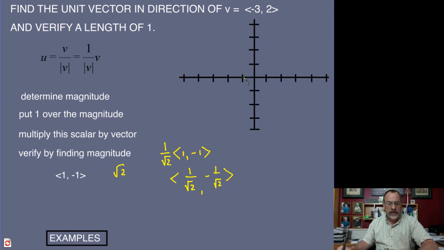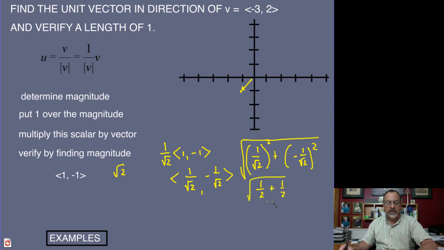So any vector that goes through this point 1, negative 1 is simply a multiple of this. Now I want to confirm that this actually has a magnitude of 1. So I will take 1 over the square root of 2 and square it, add it to negative 1 over the square root of 2 squared, and then take the square root of that value. So this squared is 1/2 plus this squared is 1/2. 1/2 and 1/2 is 1. The square root of 1 is 1. So this indeed is my unit vector.